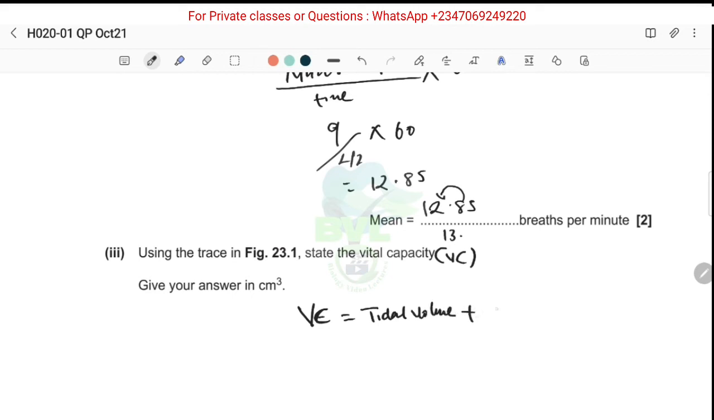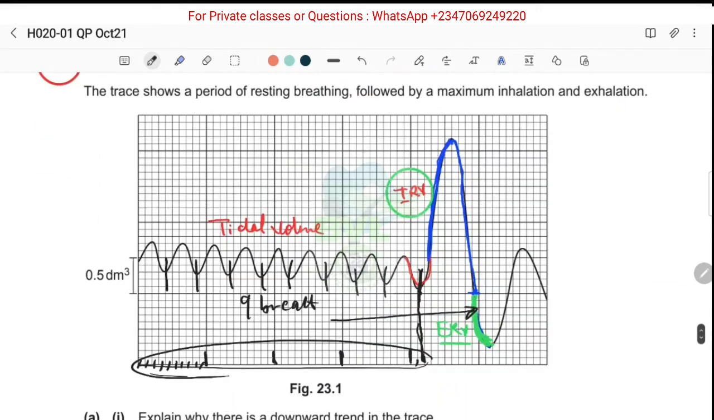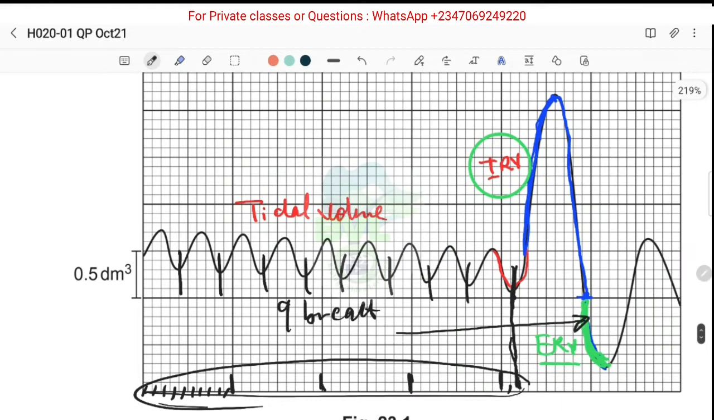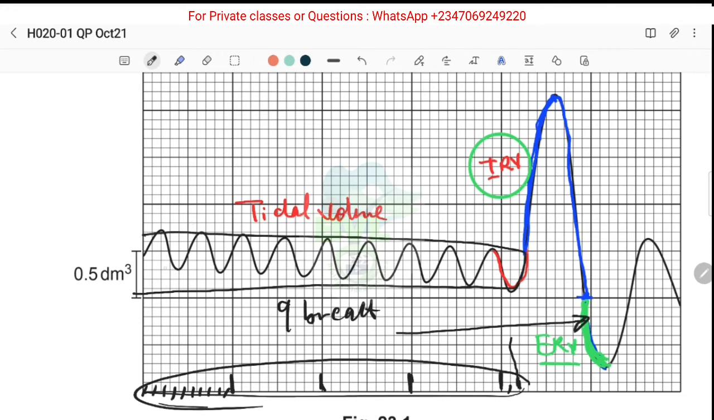That's the normal breathing rate plus inspiratory reserve volume plus expiratory reserve volume. So we have to get all of these values from that graph. Now it's funny that we only have one value here, and that value is 0.5 dm cube. So it means that our tidal volume is majorly the resting phase.